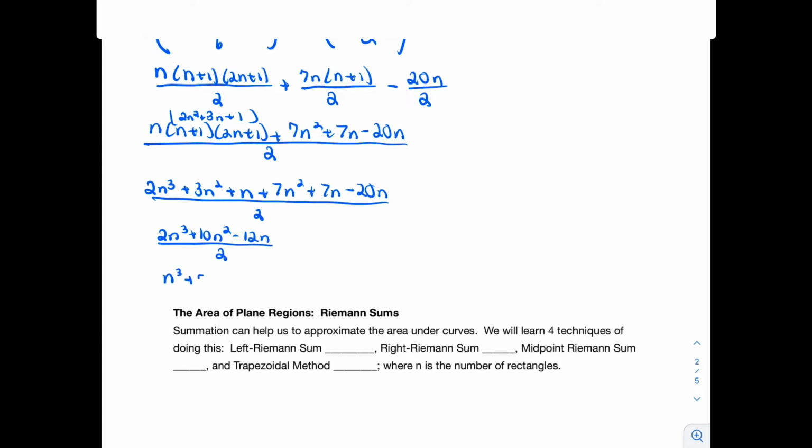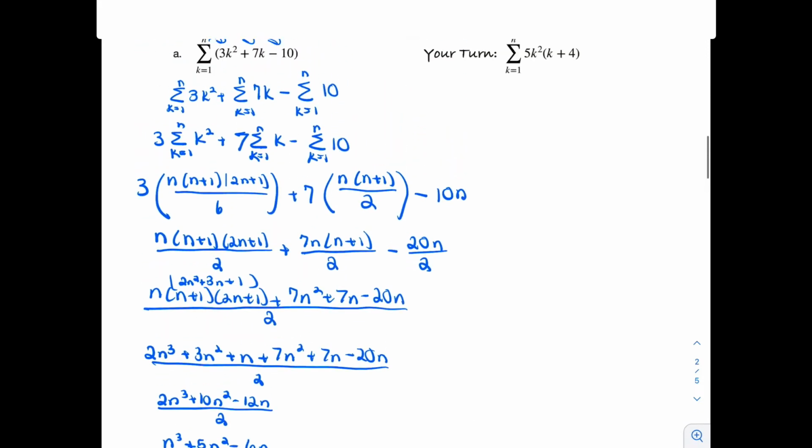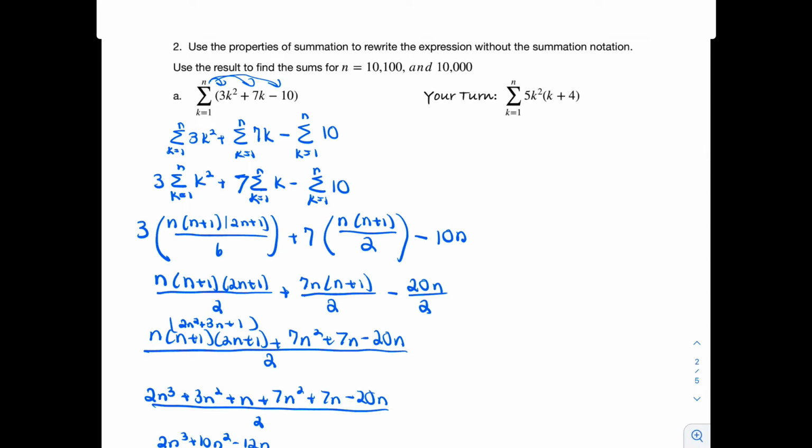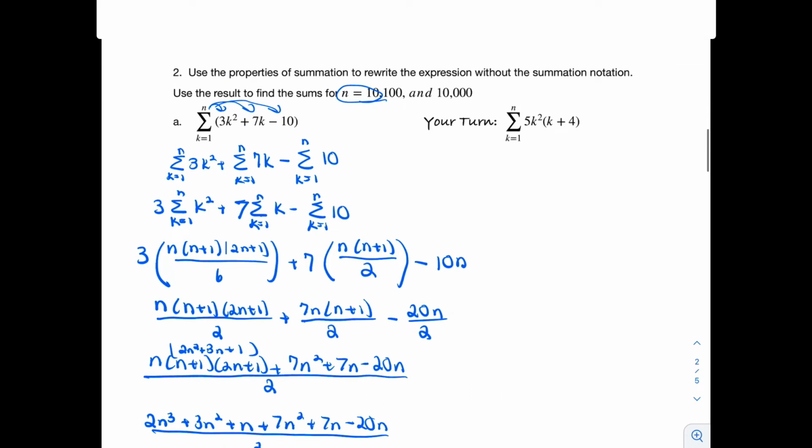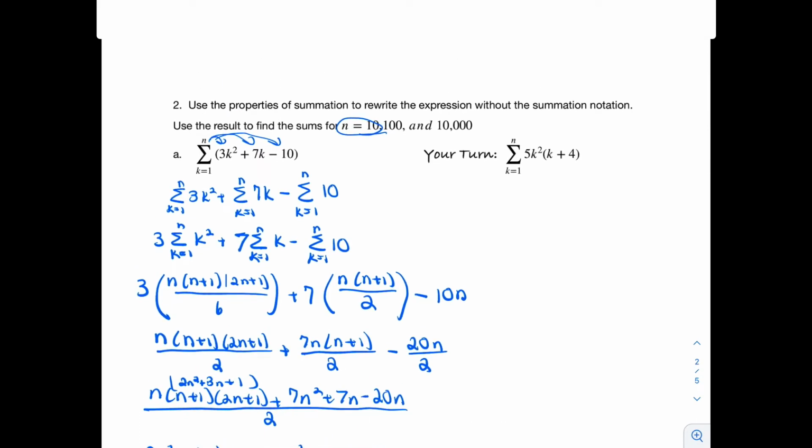So we end up with the summation equal to n cubed plus 5n squared minus 6n. And so now I'm ready to evaluate the summation when my upper bound is 10, when my upper bound is 100, and when my upper bound is 1,000. So to do that, let me write it up here. I simply replace every n with 10 and evaluate that, and I end up with 1,440.